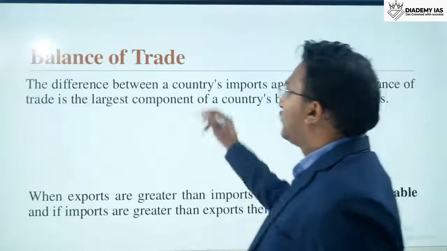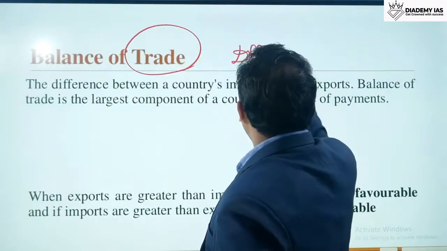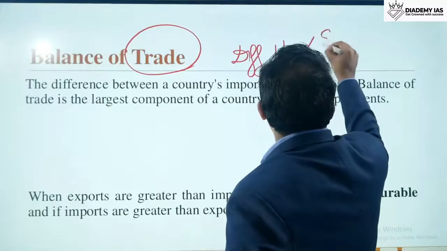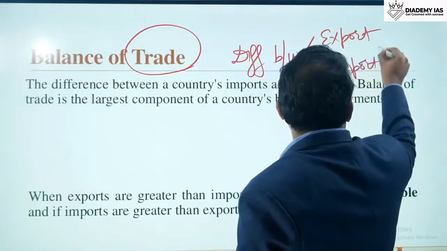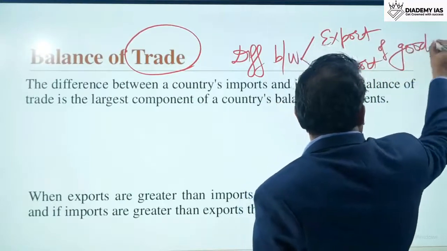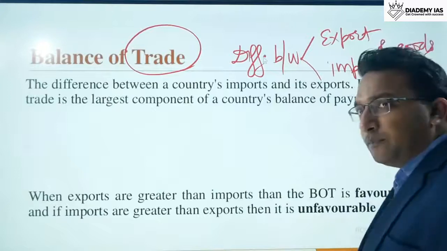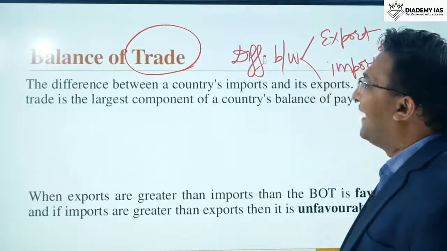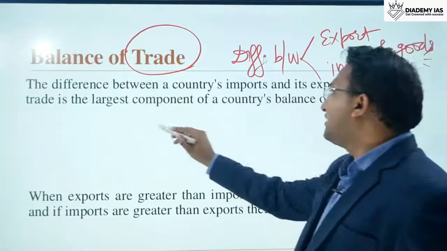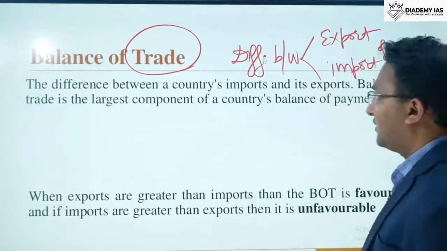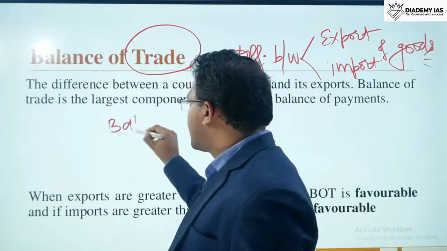Now, what is balance of trade? Balance of trade is nothing but the difference between export of goods and import of goods. So the difference between export of goods and import of goods is called balance of trade. So the difference between a country's imports and its exports, balance of trade is the largest component of a country's balance of payment, right? So this balance of trade is also called the balance of merchandise trade.